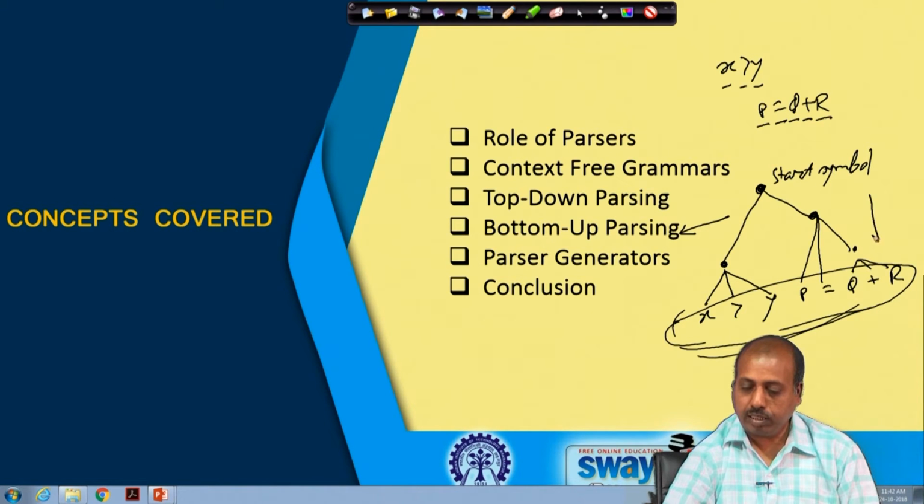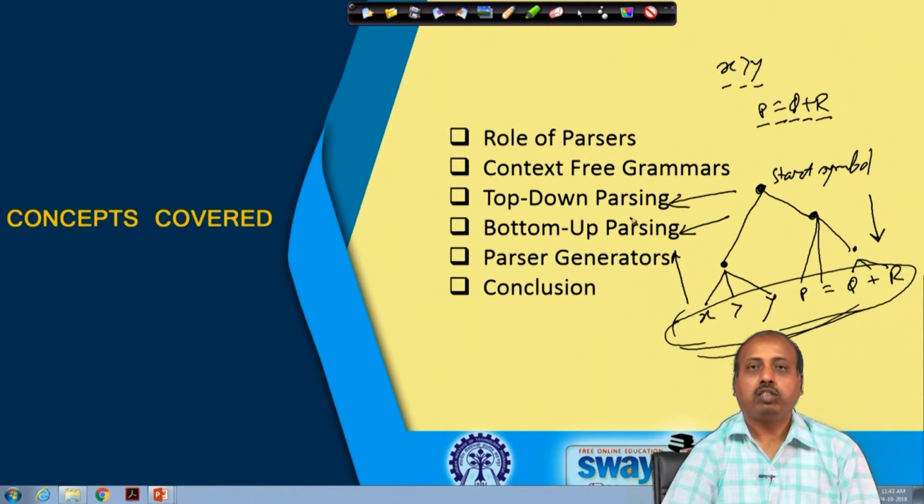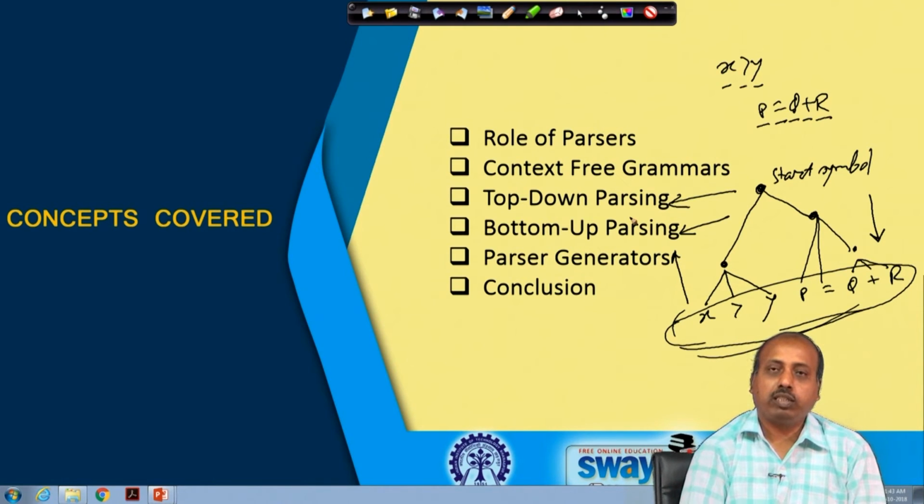So, it is actually looking in this direction. Previously we were going in this direction and now we are going in the opposite direction. Starting with the start symbol, we are trying to go down and reach the final program. That particular approach is known as the top down approach. In general, top down approaches are simpler than bottom up approaches.